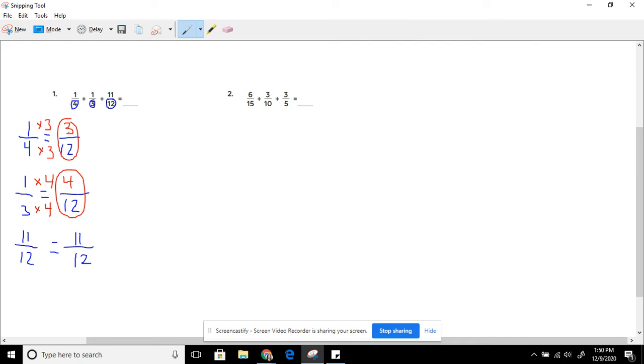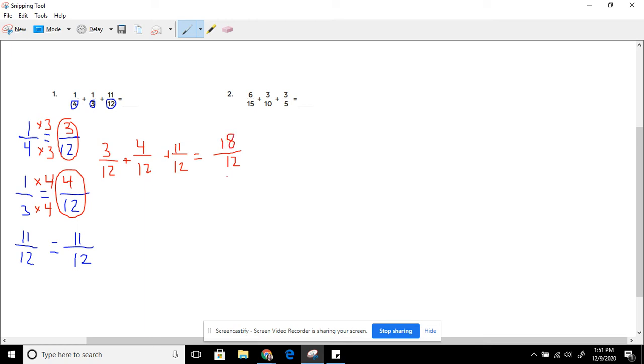So now if you take a look, all three of my fractions have the denominator of 12. I have 3/12 plus 4/12 plus 11/12. Now I can add, because all of the denominators are the same. All of them are 12. And my denominator in my answer is also going to stay the same. We're not going to add up our denominators. We're going to keep them the same. And now I can add my numerators. 3 plus 4 plus 11. Well, I know 3 plus 4 is 7. 7 plus 11 is 18.